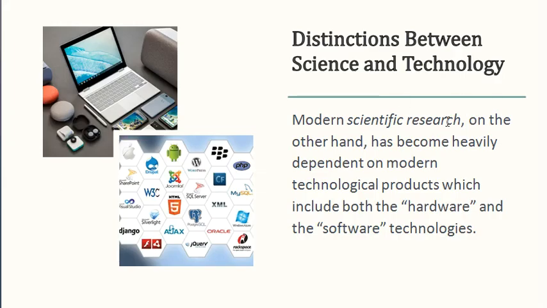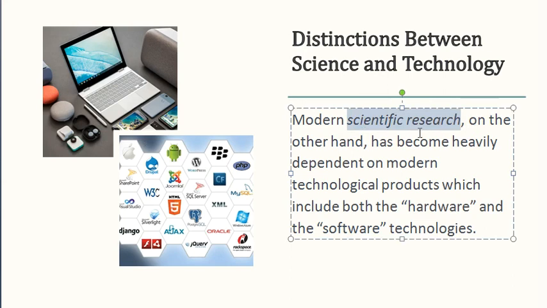All right. So here, still distinctions in modern scientific research, on the other hand. It's quite different from applied science, and has become heavily dependent on modern technological products, which include both the hardware and the software technology. So this is modern scientific research.